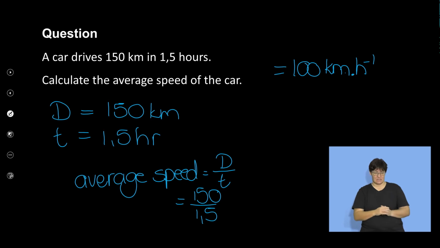Sometimes the car may have been going faster, sometimes it may have been going slower. Average, we don't care about the middle parts. We're just saying, if I took the whole distance, what sort of speed was it going at?